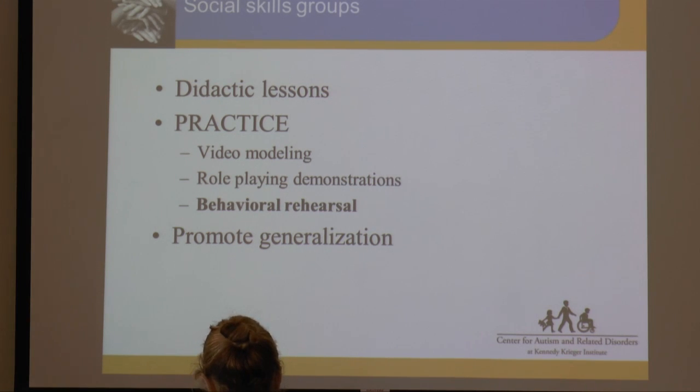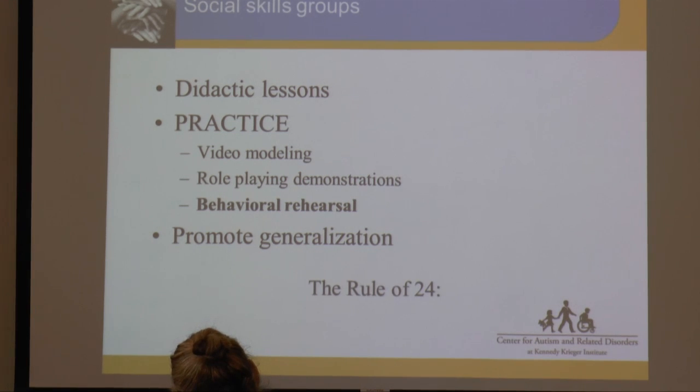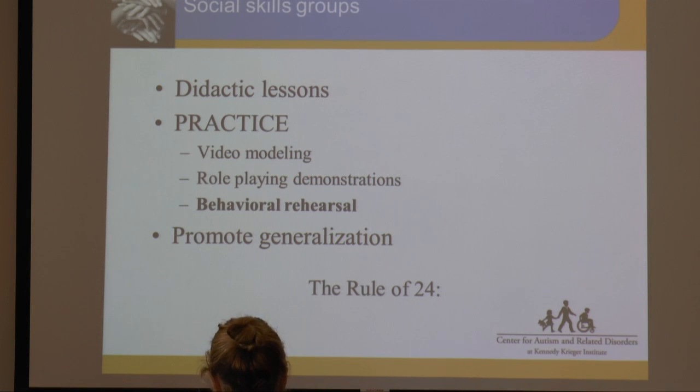I do want to say one more thing about social skills groups before we move on to the other topics that I have. And that's something I like to call the rule of 24. This is something from learning theory, which is a whole area of research that some of my colleagues have gotten particularly interested in. Basically, if you want to teach a kid a new word, they need 24 examples of that word to learn the word.